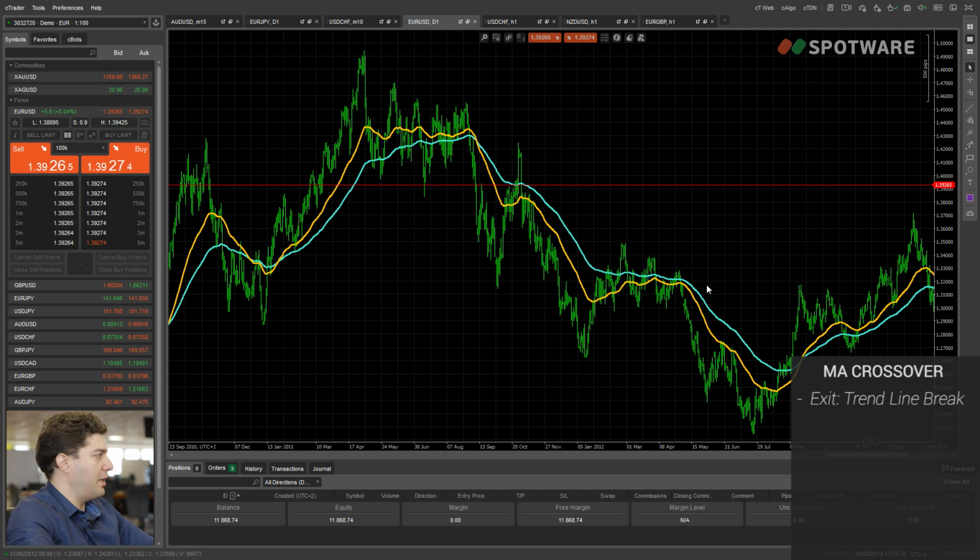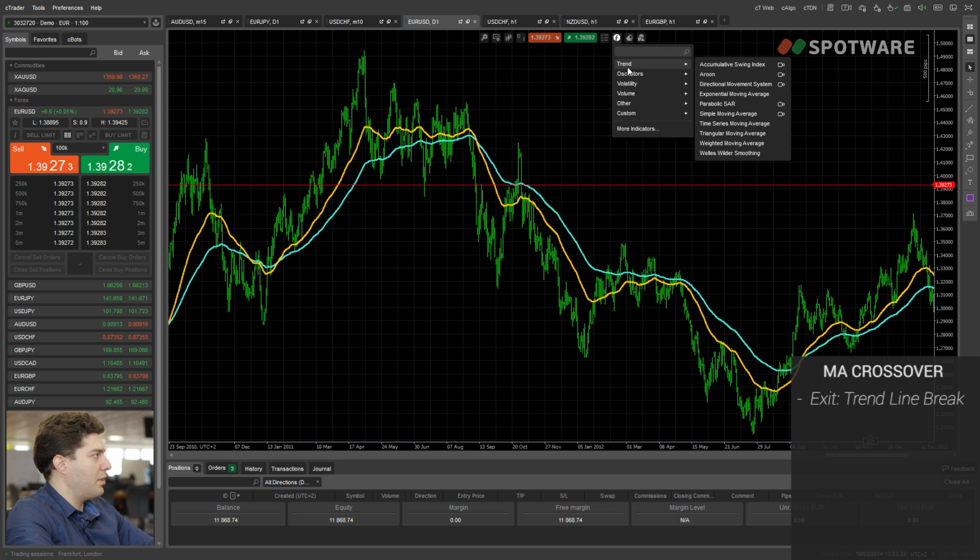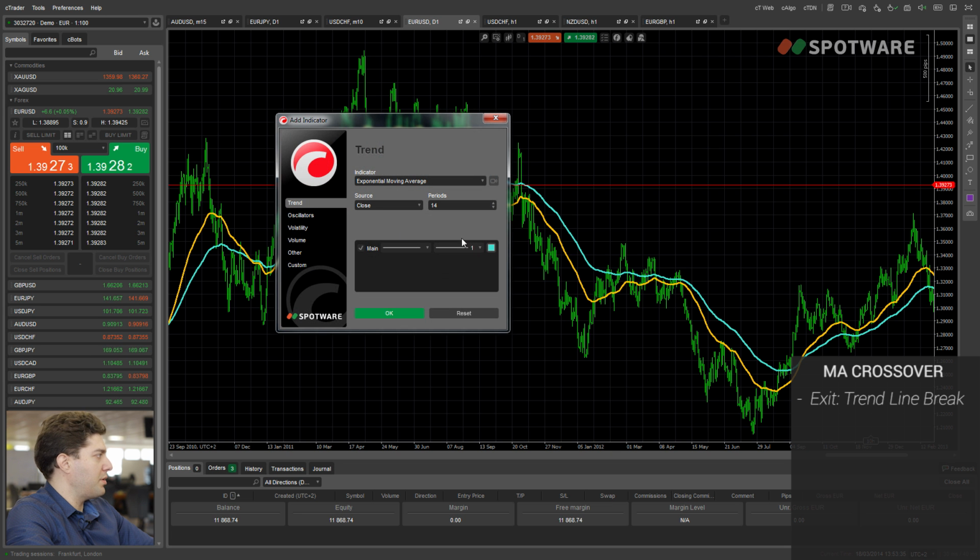Another way is to trade the trend multiple times instead of one time, and using a very close moving average, like an exponential moving average that is like 20 periods, or let's say 30 periods.